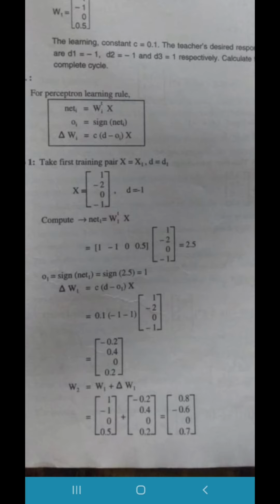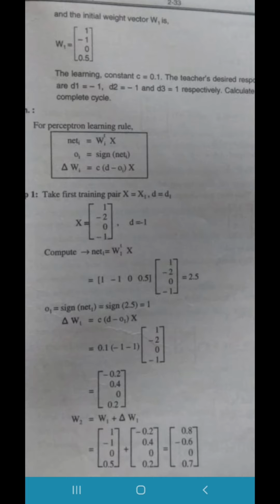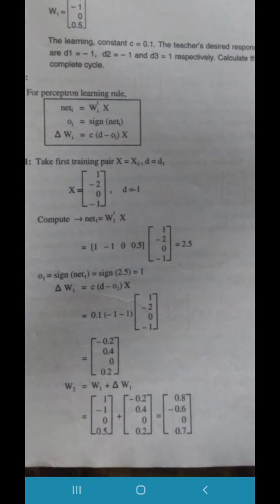So now we will find W2. What is the formula for W2? It is W1 plus delta W1. W1 is what was given to you initially. Then we add delta W1, which is a simple matrix addition, and we find W2. With this step we have found W2. Then this W2 will be used as the initial W in the second step. So what is the second step?